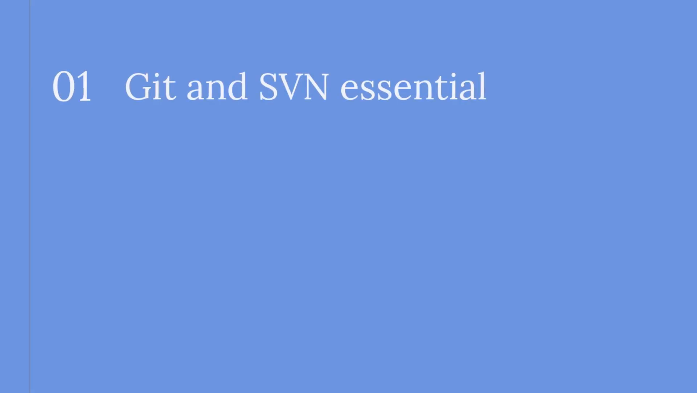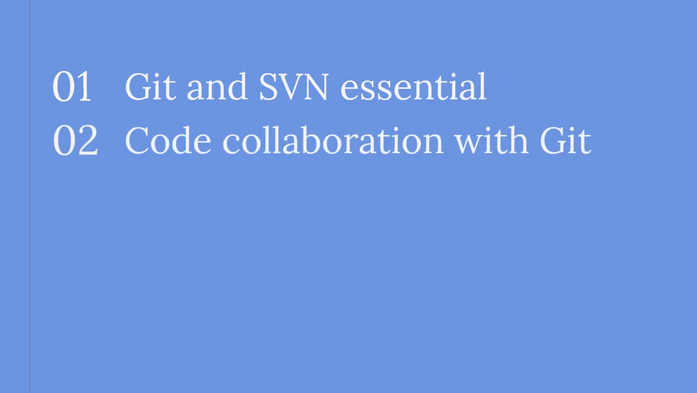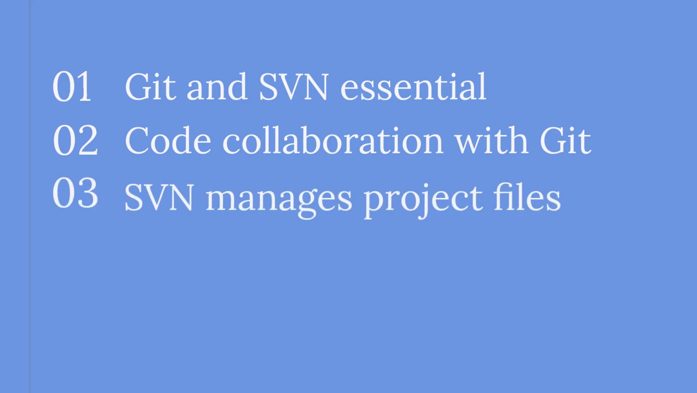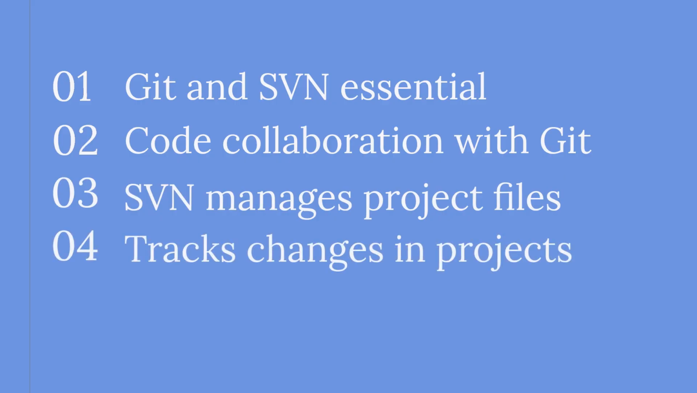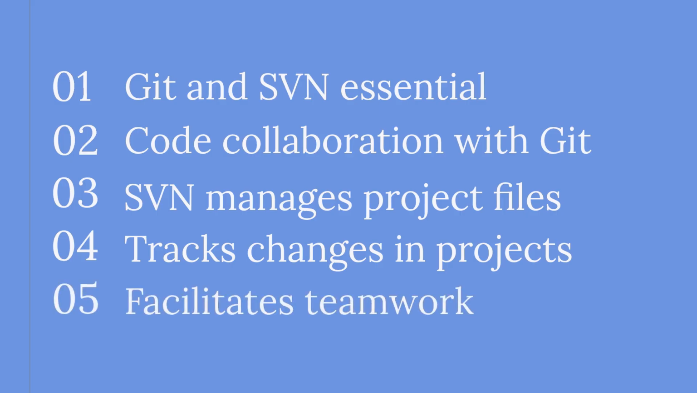Version control systems like Git and SVN are crucial. Git, with platforms like GitHub, allows code collaboration. SVN offers an alternative for managing project files. These systems track changes and facilitate teamwork. They are essential for maintaining project integrity.